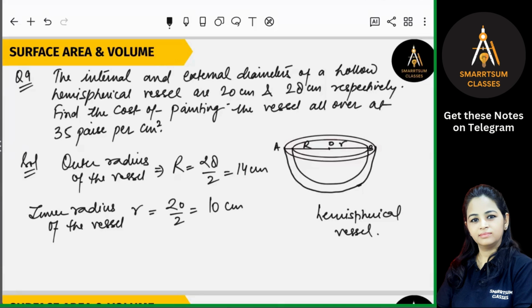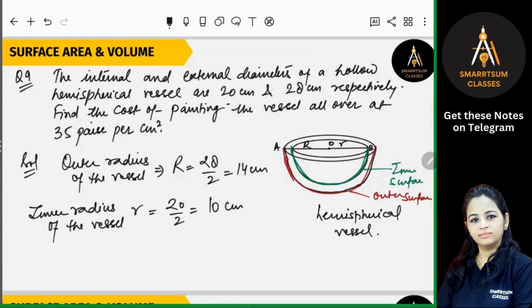So what we will do, because since this is hollow, we have to find the area of the outer surface and the area of the inner surface, both of them. So the outer surface is which one? This is the outer surface, here to here. And the inner surface is this green one. So we have to find out the outer and inner surface of the hemispherical vessel. This is the inner surface and this one is the outer surface, and we have to find the area of these two surfaces.